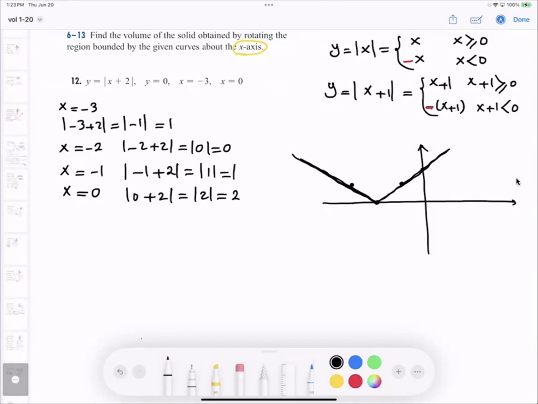Perfect. So we graph this. x equals -3 is your vertical line here. y is equal to 0, you have your x-axis. x equal to 0, you have your y-axis. So what are we trying to rotate? We're trying to rotate these two triangular regions about the x-axis, right? So we get this object here.